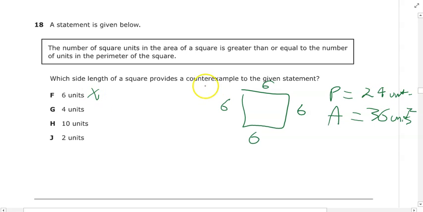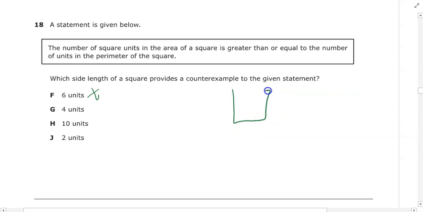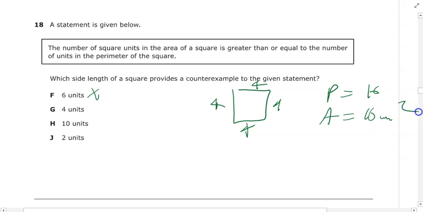When it's asking for a counter example, remember it is asking for an example that proves the statement false. This one didn't prove it false. This just confirmed what we guessed. So let's try 4 then. Same thing. We can draw a square, find the perimeter and area. All right, so 4. Perimeter equals 16. Area equals 16 units squared. So greater than or equal, great. But it is closer, and I got smaller.